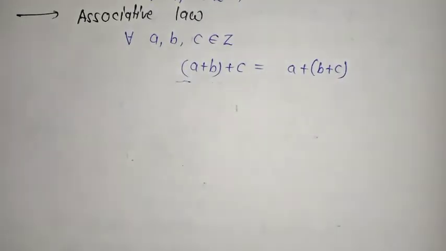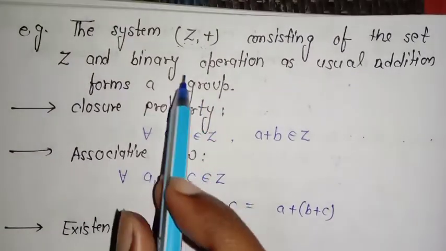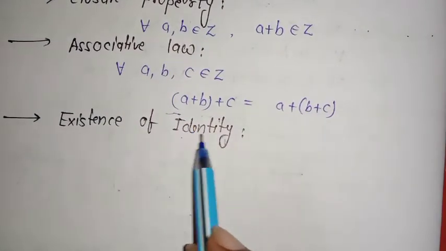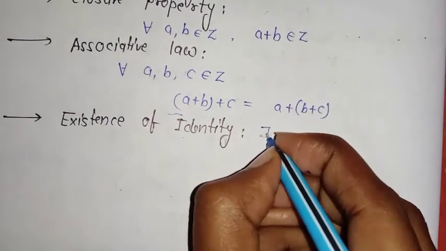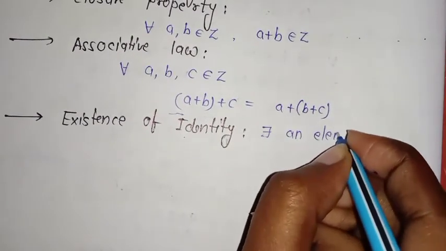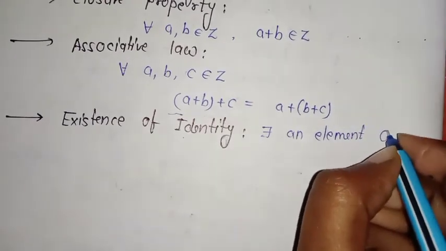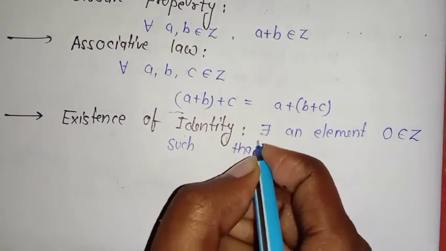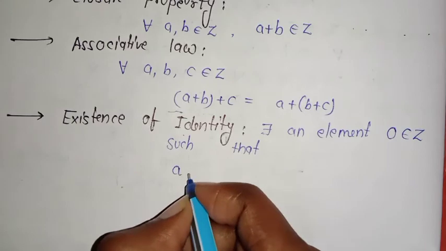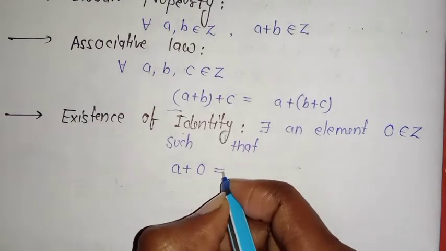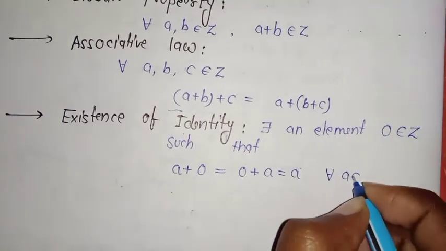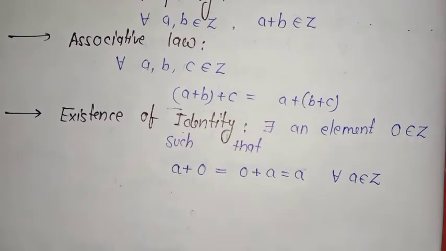Now I will check the third property, that is existence of identity. Since this group is defined with the binary operation as usual addition, and I told you that the additive identity is 0, we can write there exists an element, at the place of identity we use 0, 0 belongs to Z, such that if we take any element of the set of integers and add it with 0, then we get the same element. And this is true for every element of the set Z. So we can say existence of identity is also satisfied.